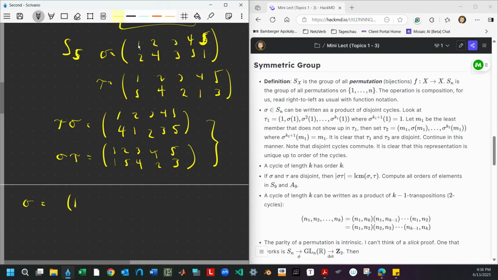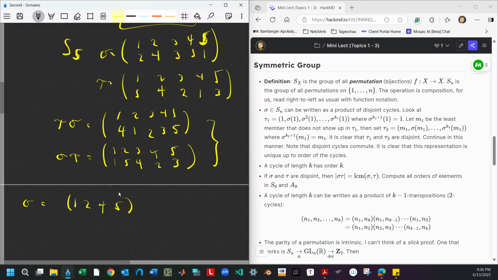Where does 1 go? 1 goes to 2, so I'm just going to write it like that. Where does 2 go? 2 goes to 4. Where does 4 go? 4 goes to 5. Where does 5 go? 5 goes back to 1. As long as you keep getting different things, this has got to stop and go back to something earlier, because otherwise you'd have an infinite set of things. We've only got 5.